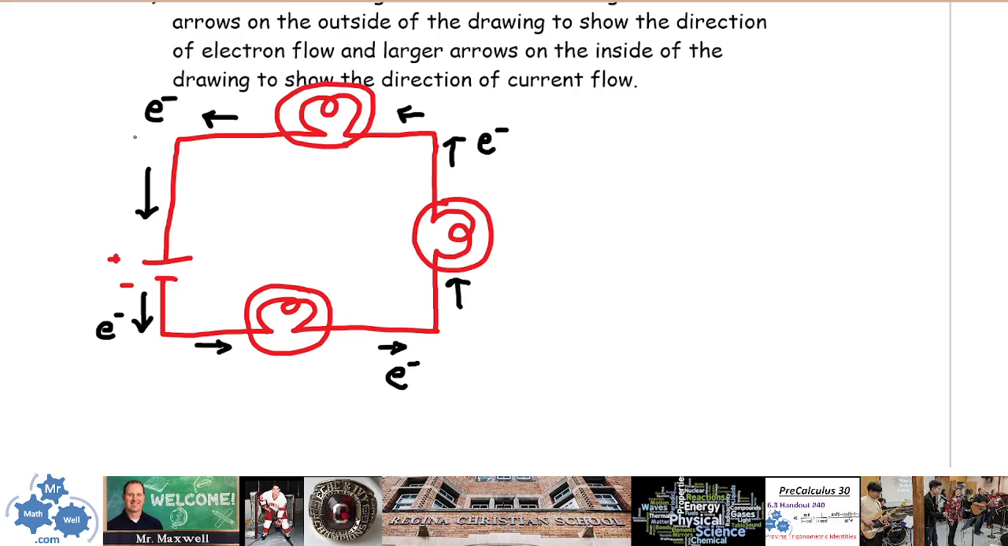So it says use small arrows on the outside of the drawing to show the direction of electron flow and larger arrows on the inside to show the direction of current flow. So current flow is opposite of electron flow, right? So remember, you can think of it this way: as the electrons jump from one kind of atom to the other and go along, the positive charge almost jumps the opposite way to fill in that spot that it left. So think about that. So the current is going from the positive through this way. So from the positive to the negative. So electron flow, and then this is current flow.